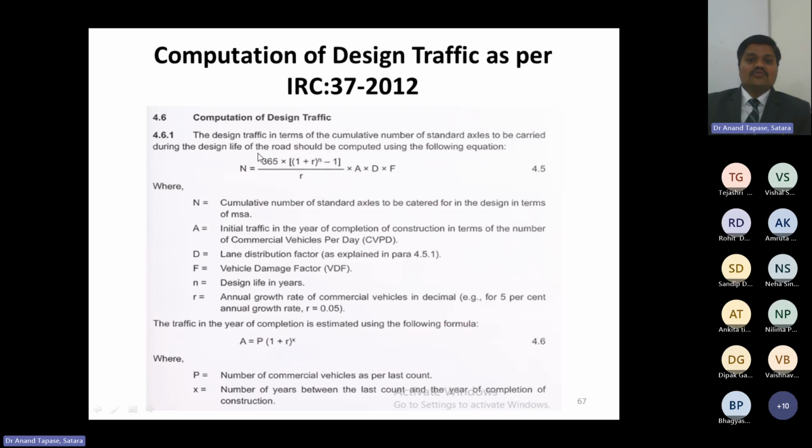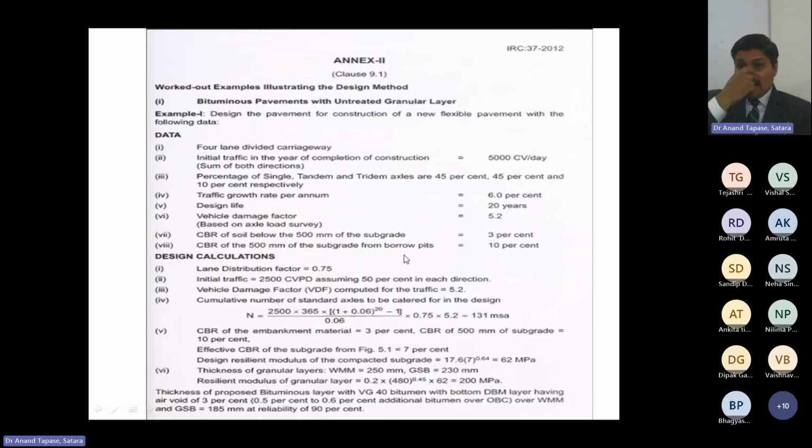So we are supposed to work on this formula to carry out the design traffic. In the annexure of IRC 37, you can go through the IRC 37 guideline, where they have worked on an example of a bituminous pavement with an untreated granular layer. The example is: design the pavement for construction of a new flexible pavement with the following data.